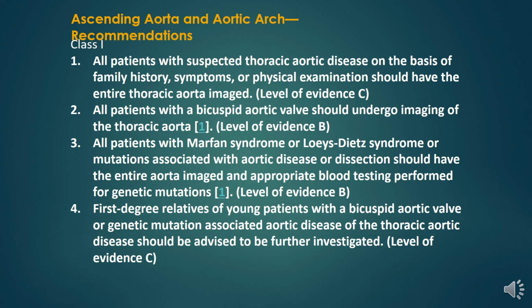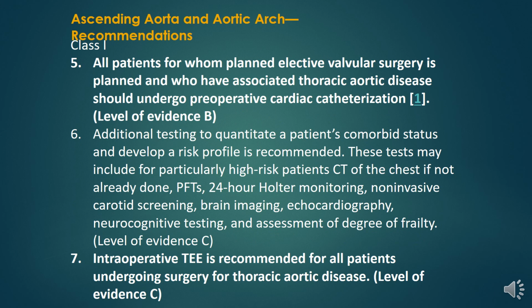Ascending aortic and arch recommendations: all patients with suspected thoracic aortic disease on the basis of family history should be imaged, and patients with bicuspid aortic valve should undergo imaging. All patients with Marfan syndrome and Loeys-Dietz syndrome, and mutations associated with aortic disease, should be imaged, as should first-degree relatives of young patients with bicuspid aortic valve or genetic mutations associated with aortic disease. All patients planned for elective valvular surgery who have associated thoracic aortic disease should undergo preoperative cardiac catheterization.